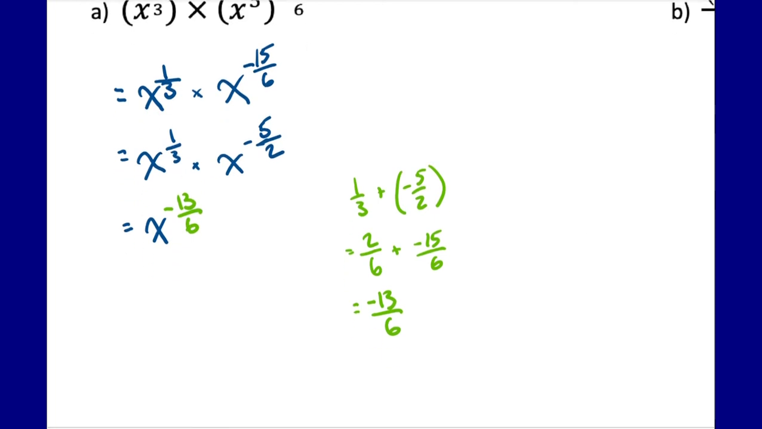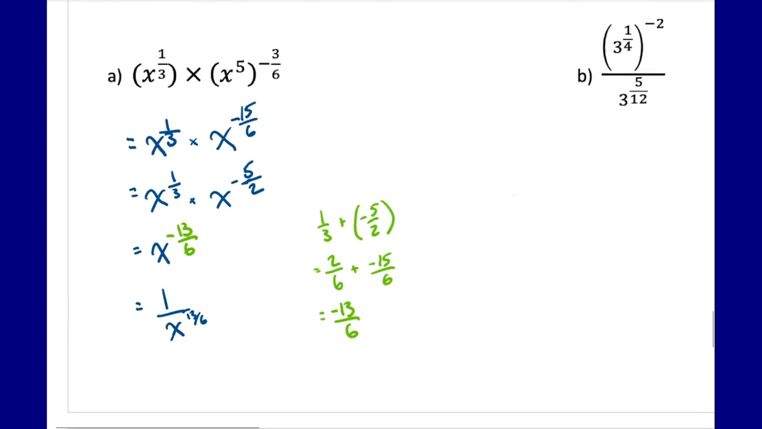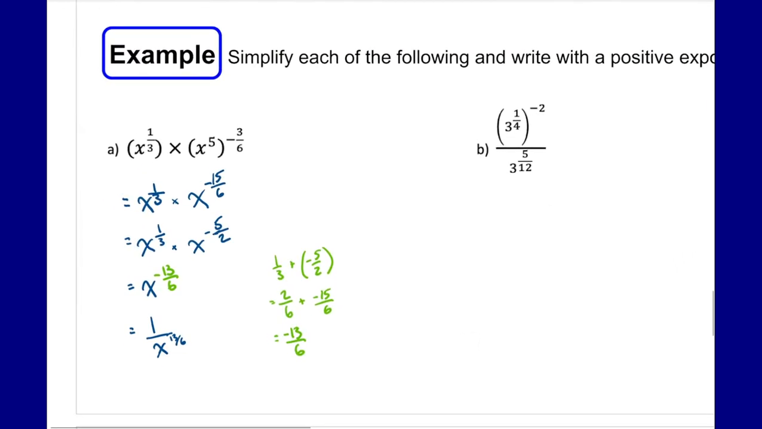Finally, I want it as a positive exponent, so this becomes 1 over x to the power of 13 over 6. I could turn it into a radical if I wanted to, the 6th root of x to the power of 13, but it's only asking for positive exponents.